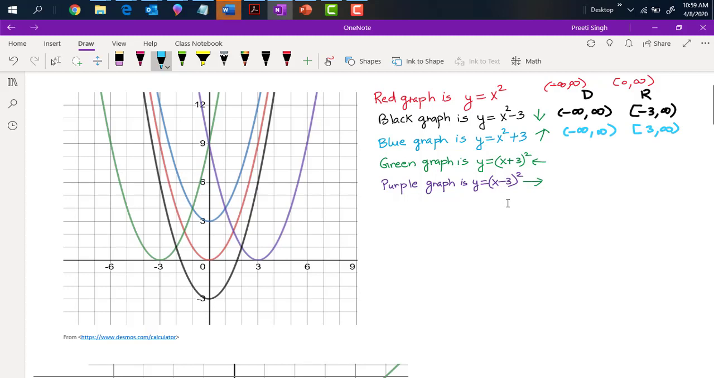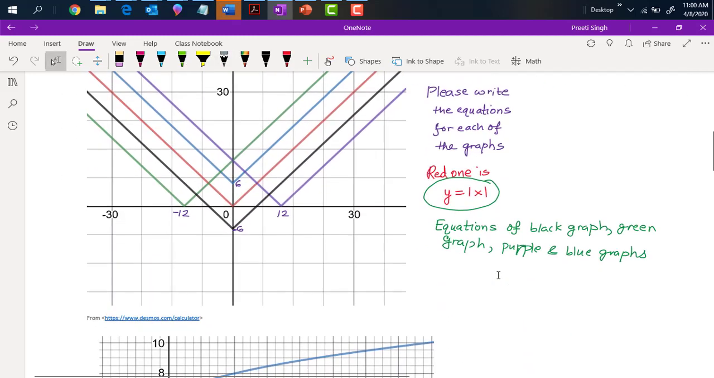The green graph has just moved left and right. It hasn't moved up and down, and neither has the purple one. So for both of these, the domain and range are the same. The domain doesn't change. It's negative infinity to infinity for both. And the range, since it hasn't gone up and down, is also 0 to infinity for both. So do the same thing with this graph. Answer the functions first and write the domain and range for each of these in the discussions.